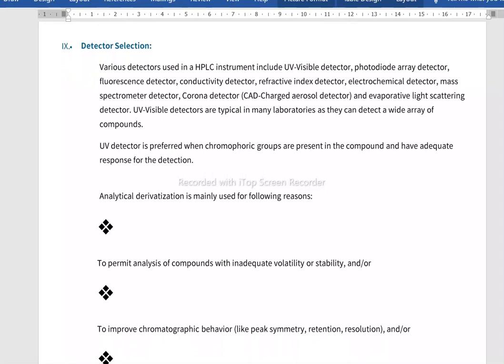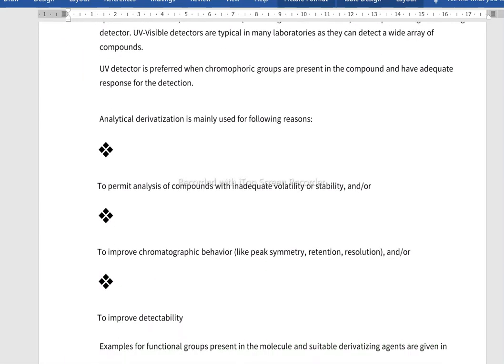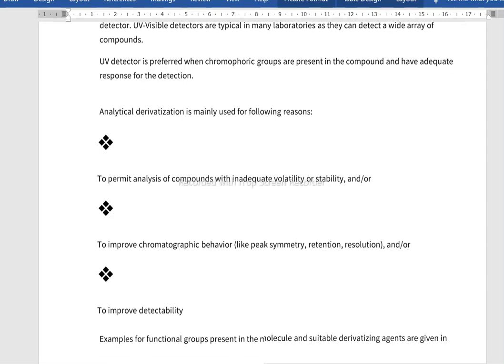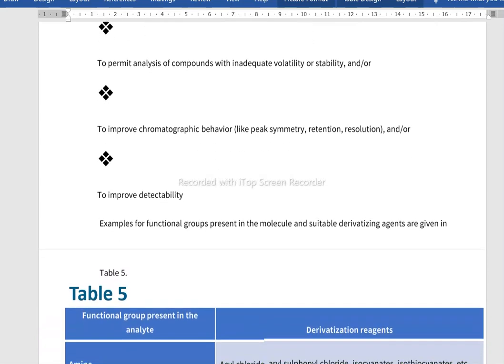Analytical derivatization is mainly used for the following reasons: to permit analysis of compounds with inadequate volatility and stability, and/or to improve chromatographic behavior like peak symmetry, retention, and resolution, and/or to improve detectability. Examples of functional groups present in the molecule and suitable derivatizing agents are given here.